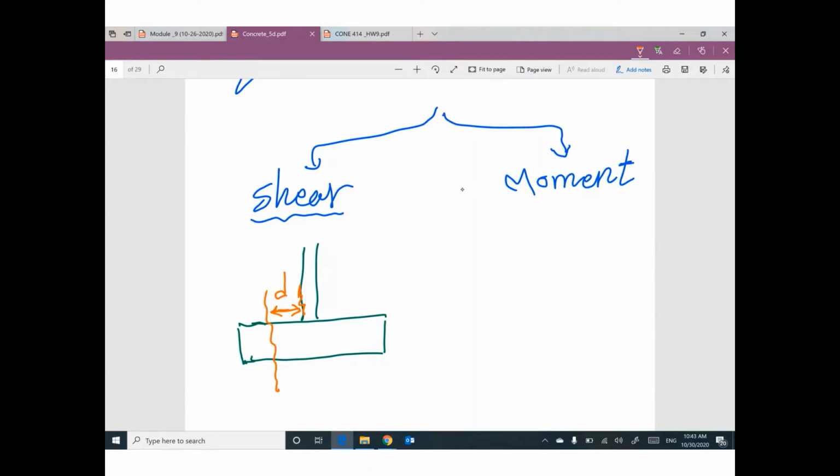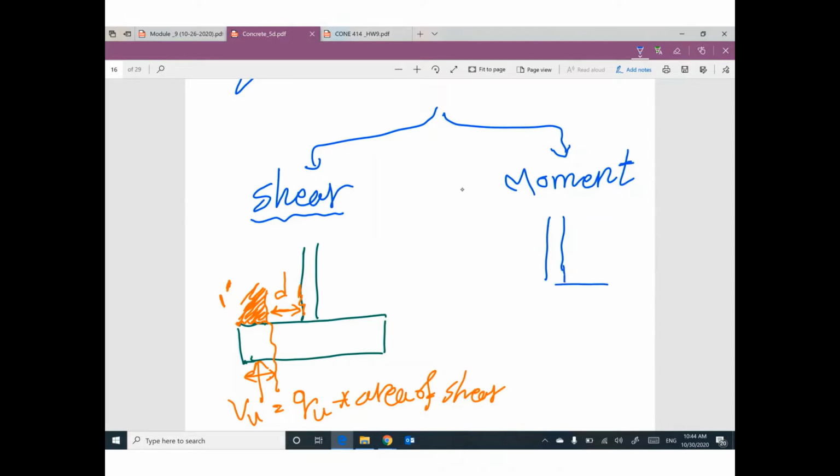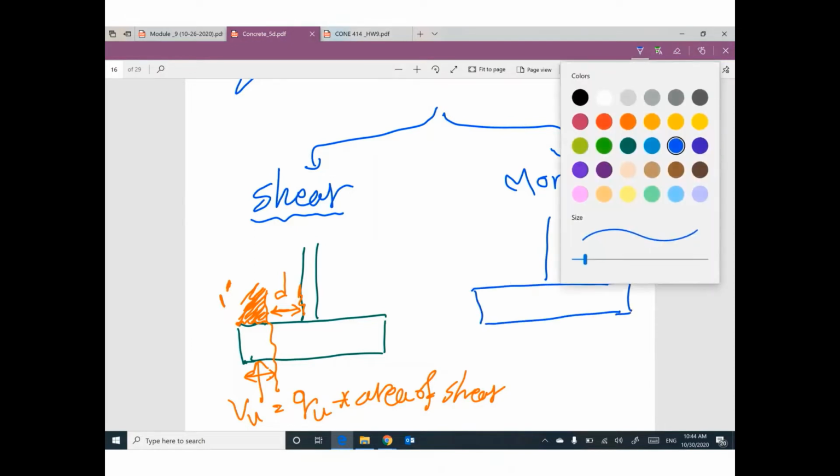So this length times the unit length, which is 1 foot, gives this area, and I can figure out the value of V ultimate, which equals q ultimate times this area of shear. We also have the issue of moment. Just to remind you, do you remember where is the critical section for moment? At the face of the wall.